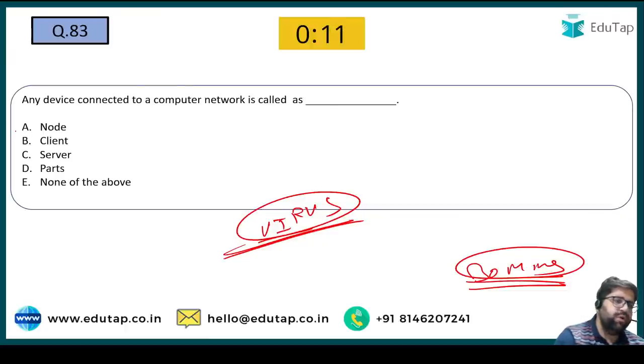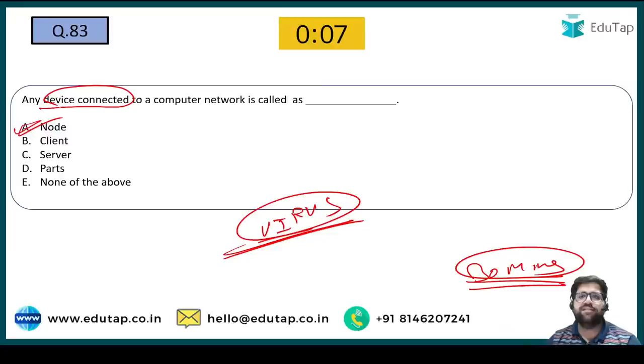Here, the answer will be node, my friends. Any device. How can a client be a device? A client is a user, right? So how can you mark your answer as client? Client is not a device. So the answer will be A.